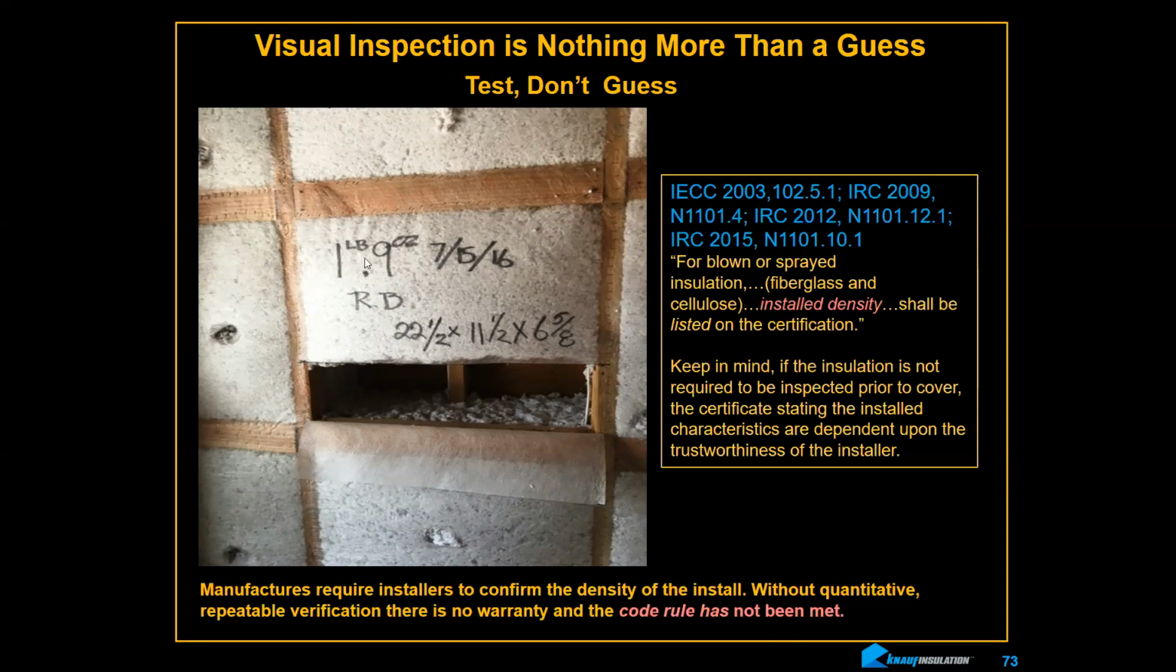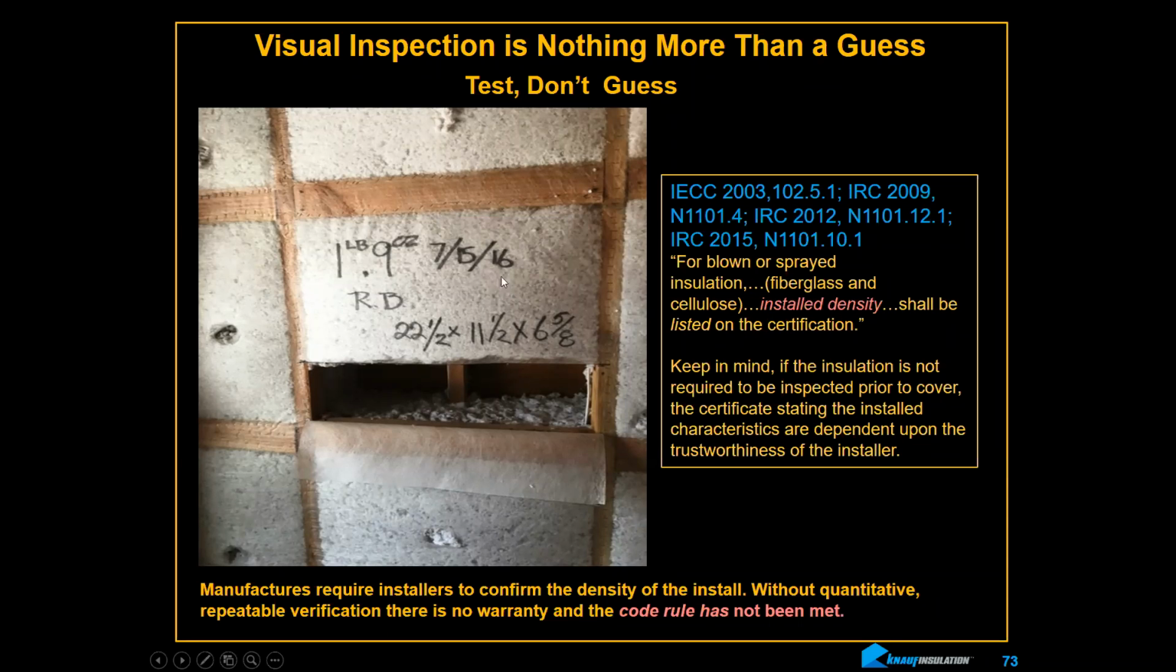Okay, so if you don't do this, you don't have a warranty from a manufacturer because they can't guarantee what the R value is, because you determine that by what the density is. And the other thing is, this is in every code that I could find in 2003. I labeled it right here for you. The installed density has to be listed on the certification. So if it's not listed, they didn't do it. If you don't see it when you're inspecting, they didn't do it. Okay, they can tell you they did it, but there's no proof.